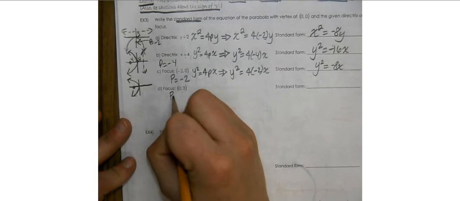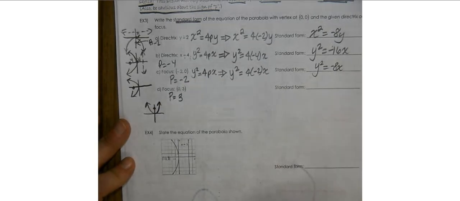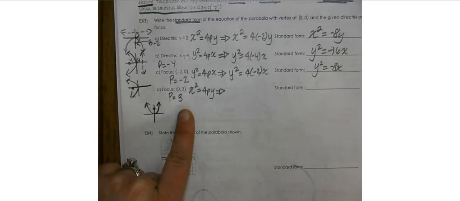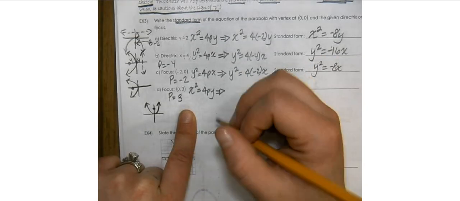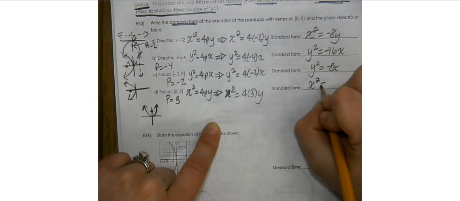And finally, our focus is located at 0, 3, which is cool. We know what our focus is, our p-value. But now we need to decide, is this pointing up or down? And so I'm going to plot where 0, 3 is, and that is going to be on our y-axis, which indicates that our parabola is pointing up. Since it's pointing up, we're used to problems where it's pointing up. So we're going to have x squared is equal to 4py as our equation. So I'm going to let 3 equal p, and I'm going to write x squared is equal to 4 times 3 times y. So my equation is x squared is equal to 12y.